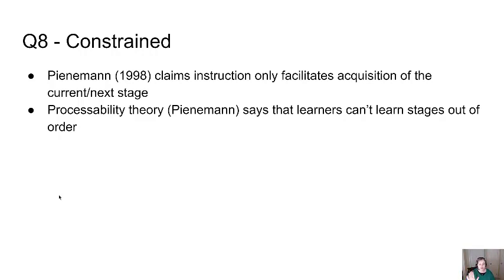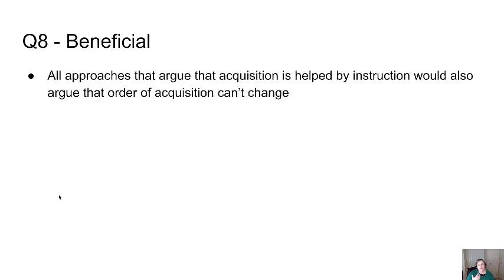It can help you with where you're at, but it can't bring things from further in your development backwards into where you're at now. And again, I don't know what this says precisely, but I think this means it's beneficial but not necessary, is what I think this would say. Again, next to C. So beneficial but not necessary: all approaches that argue that acquisition is helped by instruction would also argue that order of acquisition can't change, right? So what we just said about Pienemann, we can't change the order in which you learn things. I can't teach you semester 7 things in semester 1 and expect you just to know it.